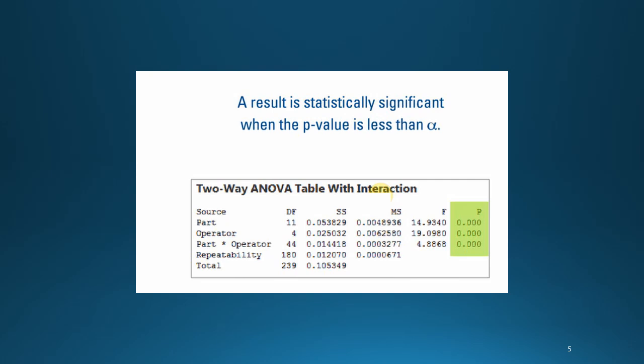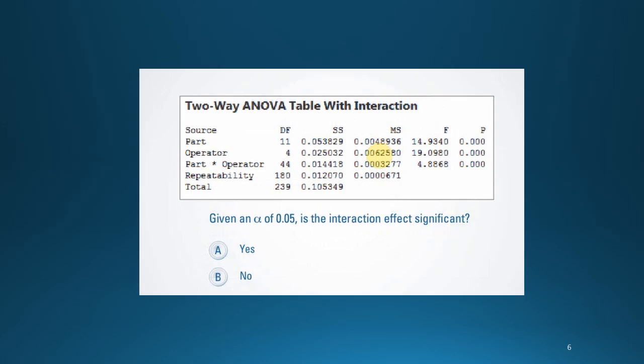Each p-value corresponds to a component of variation. Remember, a result is statistically significant when the p-value is less than alpha. Let's examine the results of the ANOVA test.